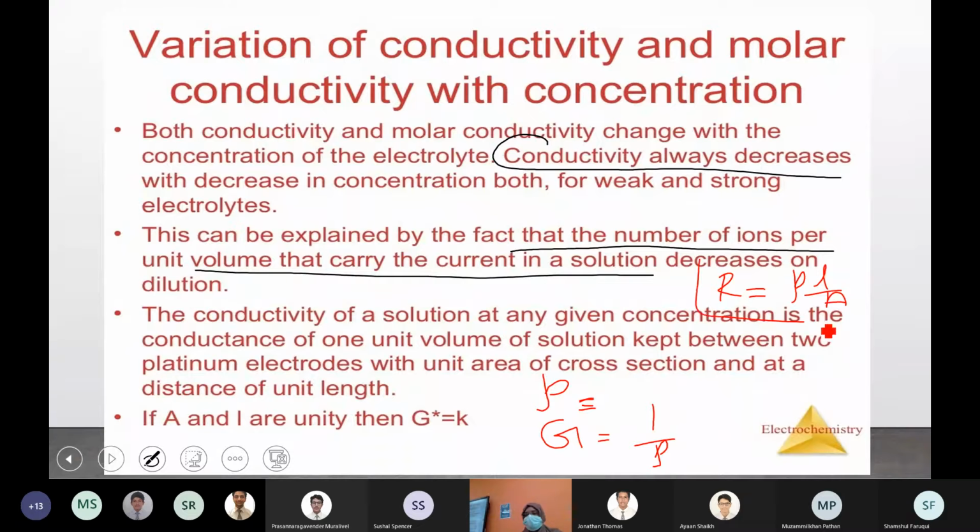That is resistance, right? And G is equal to 1 by rho. That means if you put the value of rho, what will you get? You will get R A by L, right? And this resistance, if you write it in terms of K.